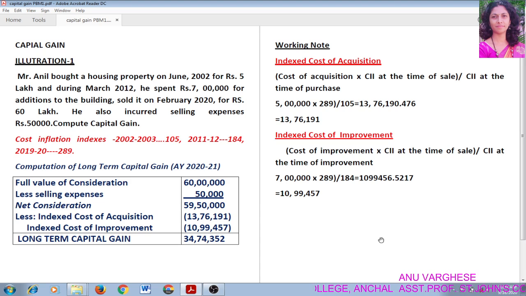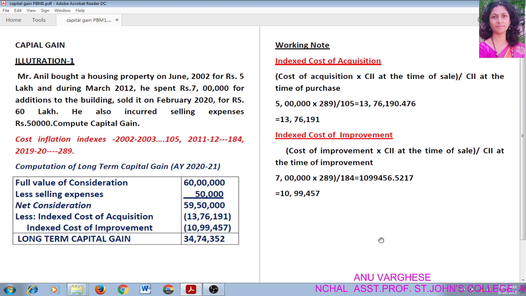My dear students, today we are going to do a practical problem from the module Capital Gain. In order to compute long-term capital gain, from the full value of consideration, that is sales price, deduct selling expenses. Now we will be getting net consideration. From that, deduct indexed cost of acquisition and indexed cost of improvement. Then we will be getting long-term capital gain.